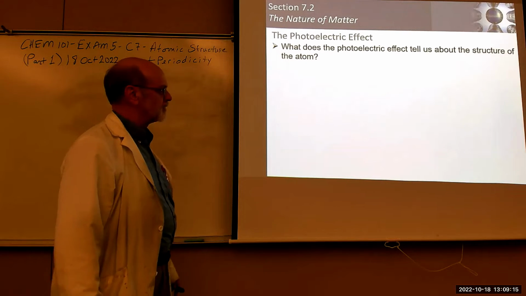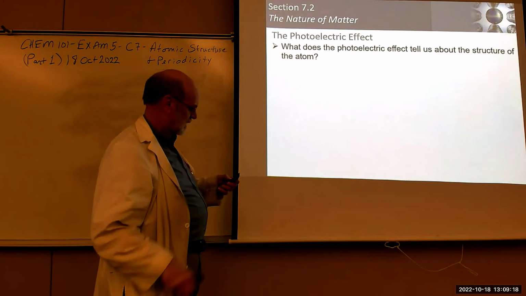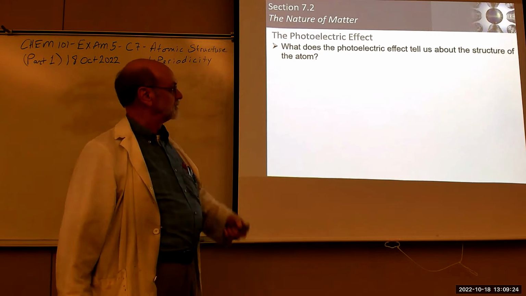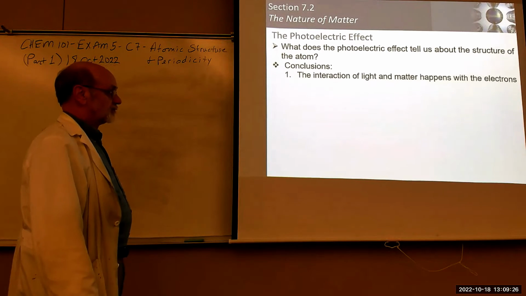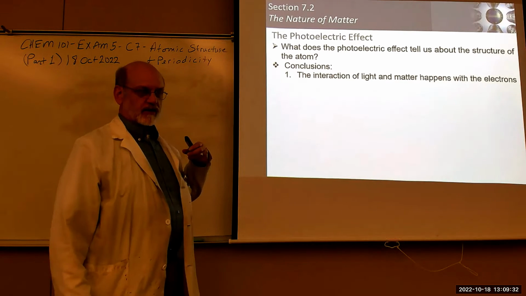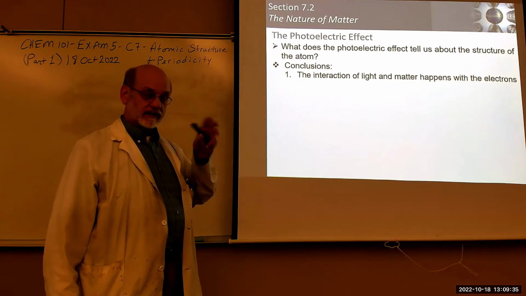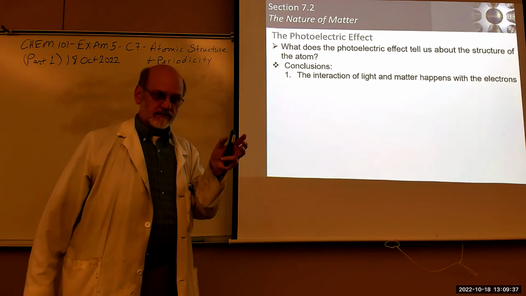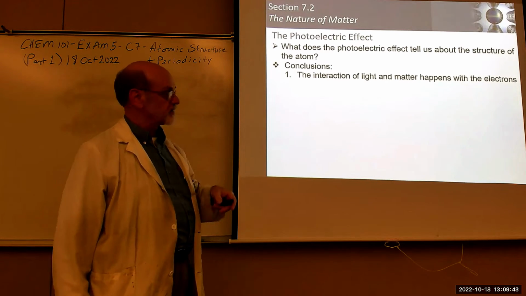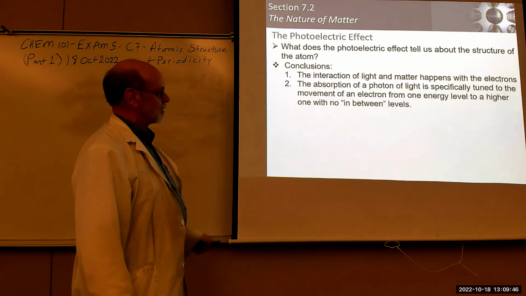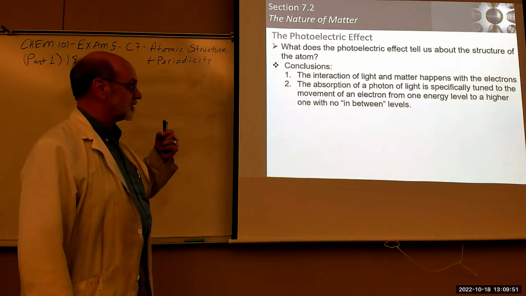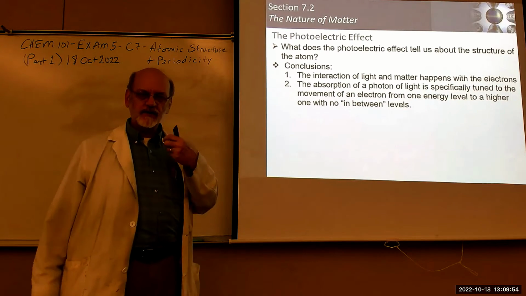Okay, so what does the photoelectric effect tell us about the structure of the atom? That's where we're headed. We want to know, what does this information tell us about the atom itself? The interaction that occurs between matter and light is with the electrons, not the nucleus. The electrons are where light interacts with atoms. And the absorption of this photon of light is tuned to the movement of electrons in the atom.